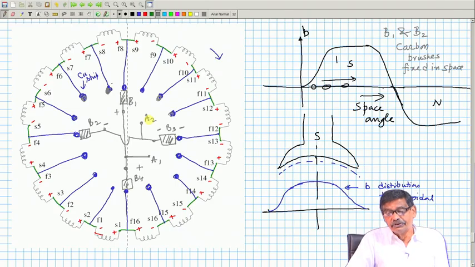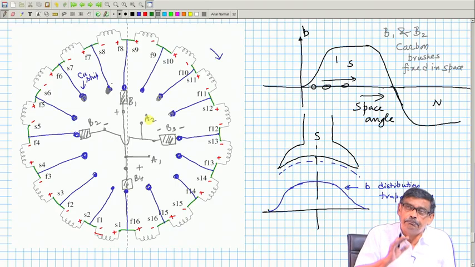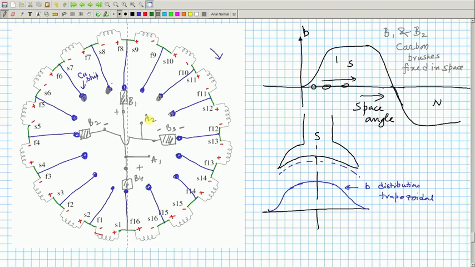Okay, we will continue with this next time. Very interesting, how really from AC voltage you get the DC voltage.